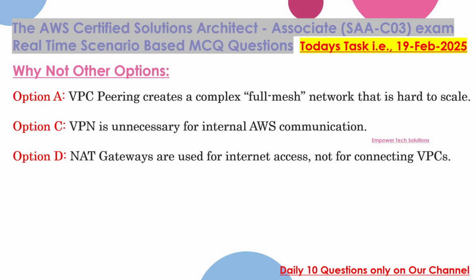Why not other options? Option A. VPC peering creates a complex full mesh network that is hard to scale. Option C. VPN is unnecessary for internal AWS communication. Option D. NAT gateways are used for internet access, not for connecting VPCs.